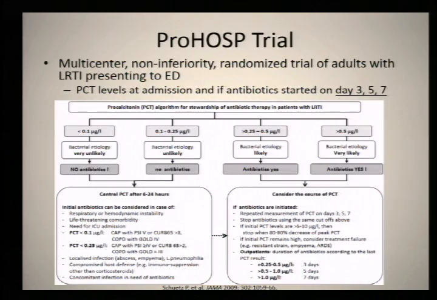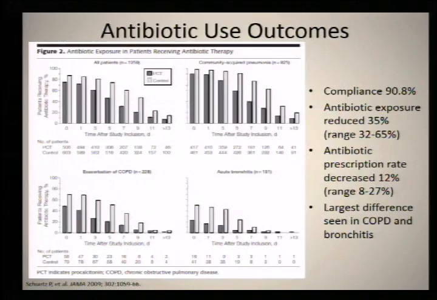So that's one study. This is the other respiratory tract trial I'm going to show you. This is the PROHOS study, the largest trial done to date, a multi-center, non-inferiority, randomized trial of adults, same population, presenting to the ED, but what they added were repeat values at day 3, 5, and 7. Same rule: 0.25 or greater, treat; less than 0.25, stop. On the repeat, if the levels were less than 0.25, they said stop. Or if they were 80 to 90% decreased from the peak, they said stop the antibiotics. And they had the same population.